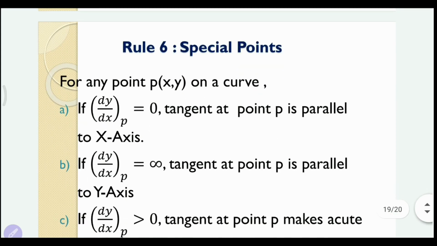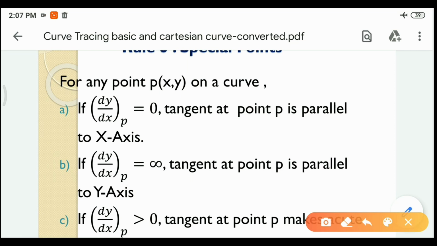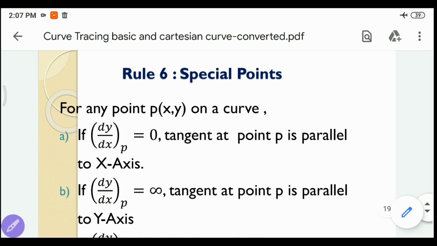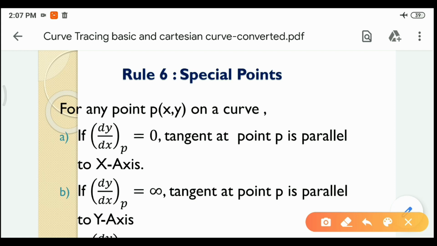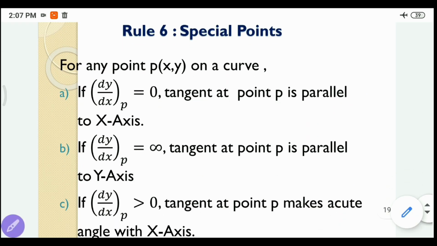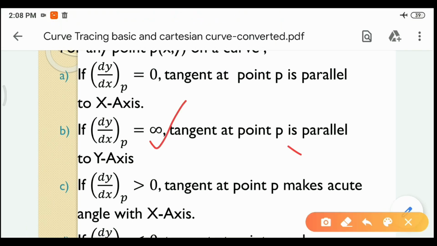And this is the last point with the help of which we'll get a better idea about the curve. These are things you are supposed to remember. For any point, these are basically the intercepts, so remember this. We check this special point for the intercept. At the point P we find the derivative dy by dx, and if that derivative value is equal to 0, then at that point P we have a tangent parallel to x-axis. Do remember this. If the dy by dx value is equal to infinity, then at the point P we have a tangent parallel to y-axis.